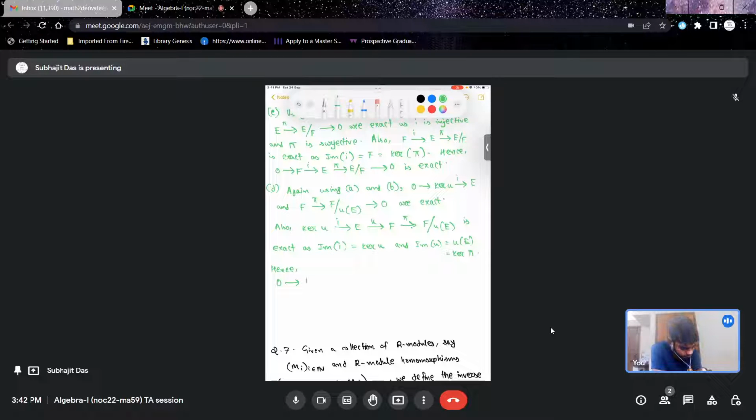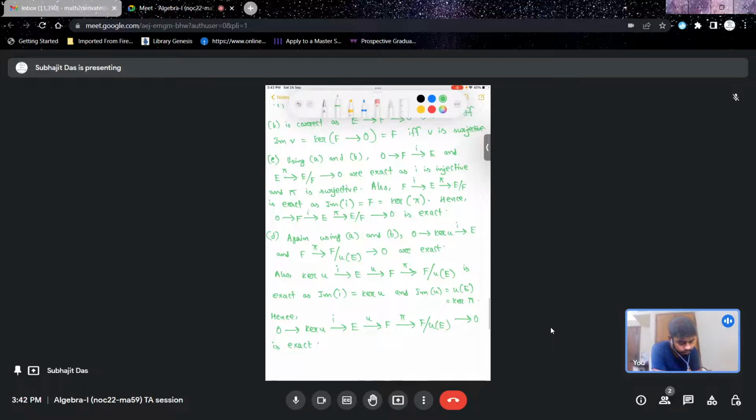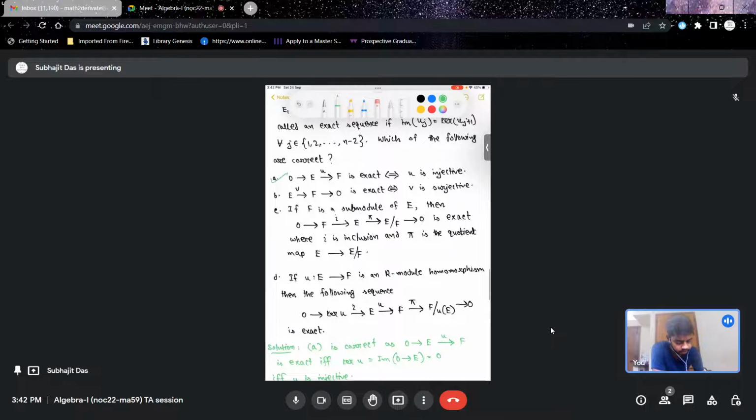0 to kernel of u to e to f mod u of e to 0, right? So this is I, this is pi, this is u, is exact. So all four options are correct actually. So A is correct, B is correct, C is correct, as well as D is correct.